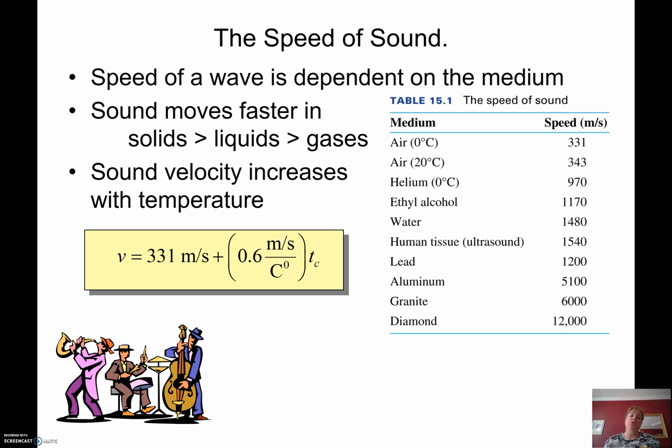Now what that means is when you're solving problems with sound, you need to know what the temperature is so that you can use the correct speed. So that would have to be given to you.